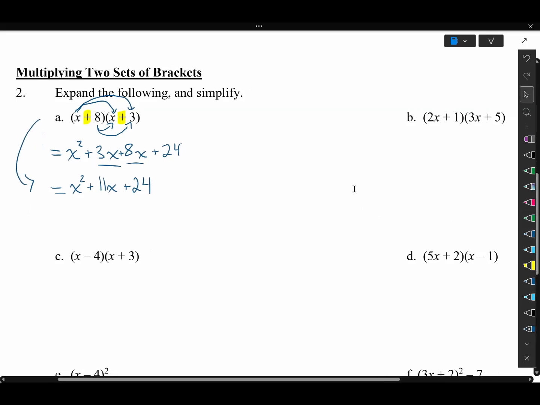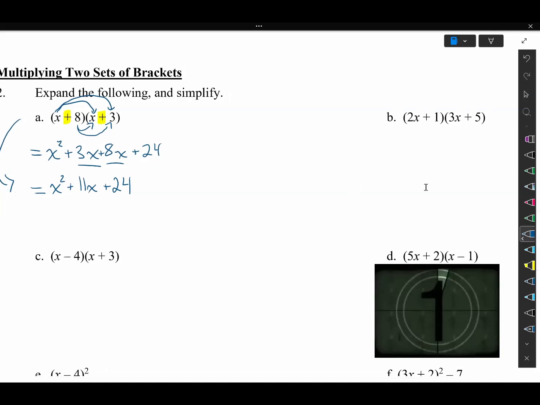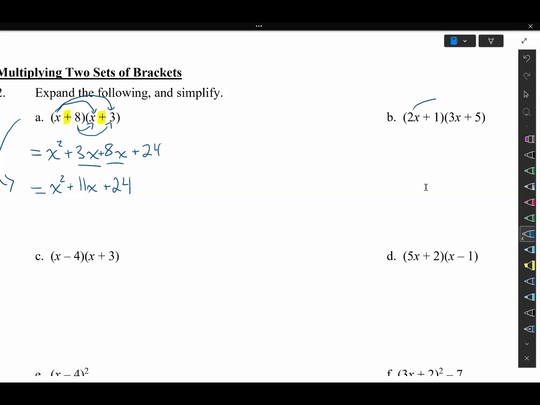I encourage you, for part B, try it out on your own. Pause the video here, unpause it, see how you did, and we'll go through. So we're working with 2x times 3x, 2x times 5, 1 times 3x, 1 times 5. Lovely, that's two pieces times two pieces. So 2x times 3x, that's 6x squared. 2x times 5, that's 10x. Don't forget that plus sign. 1 times 3x, that's 3x. 1 times 5, that's 5. Again, we have two terms in the middle that are like terms. So I'm working with 6x squared plus 13x plus 5.